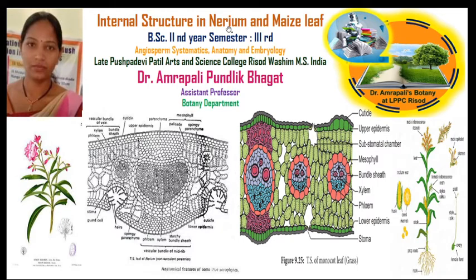First of all, Nerium oleander is a plant which has some modified structures, that is, sunken stomata, trichomes, and the presence of a thick cuticle in these leaves. They represent xerophytic adaptations.